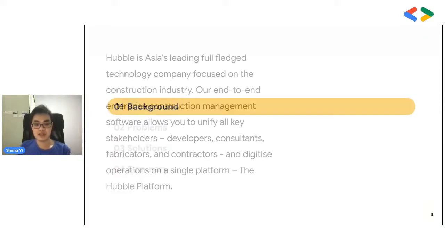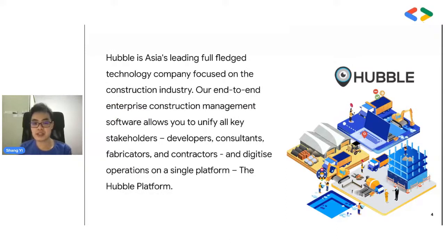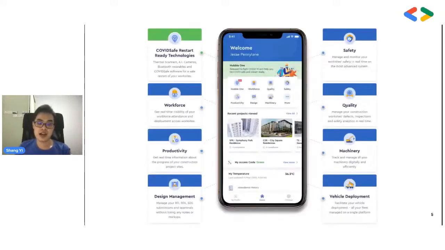So background. Some of you might know or might not know, Hubble is one of the new leading startups in Singapore that deals with digitizing the construction industry. One of the few projects that you may have heard of is the Jewel Changi Airport. The construction company that is building the Jewel part of it actually uses Hubble to manage their operations.